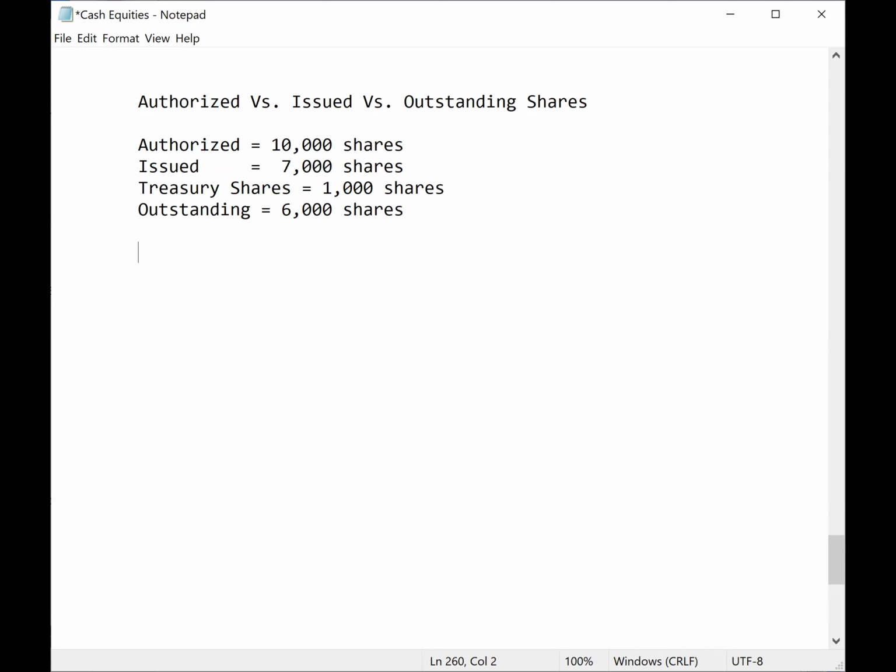Sir, authorized means also the nominal capital we can call. Yeah, not in the form of amount, in the form of shares. Okay. Sir, authorized is the total number of shares that we have to register with the SEBI if we list it. That are registered with the SEBI and that you can issue.